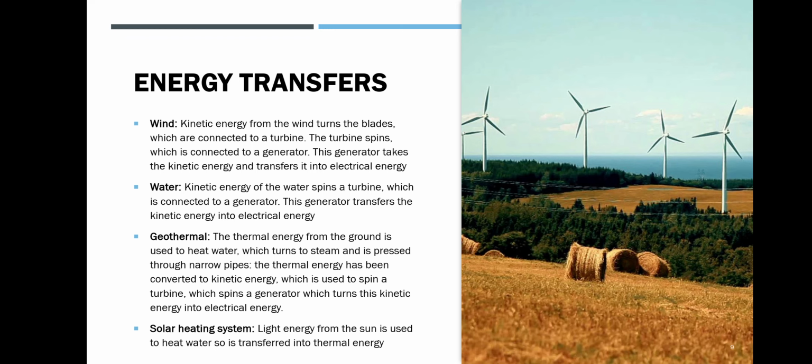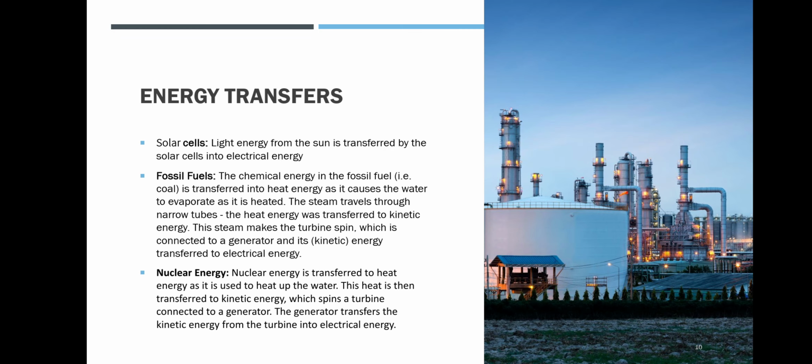Next up we have solar heating system. Now in a solar heating system, light energy from the sun is used to heat water, and so it is transferred into thermal energy. Next up we have solar cells. Now light energy from the sun is transferred by the solar cells into electrical energy. There is no use of generators here.